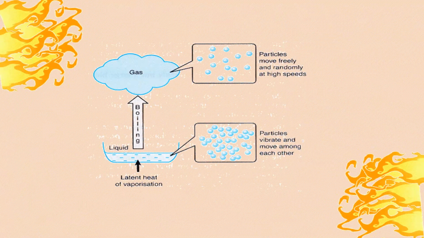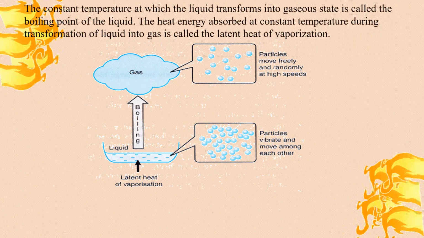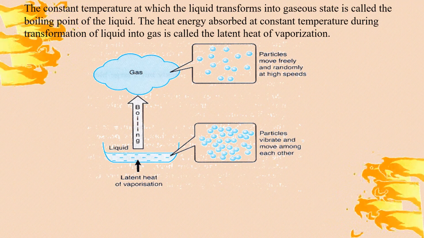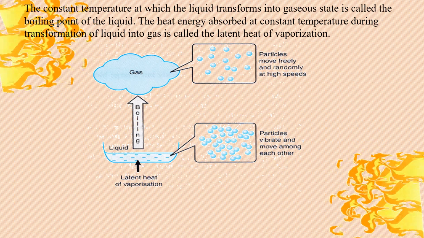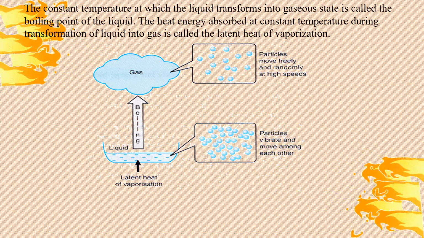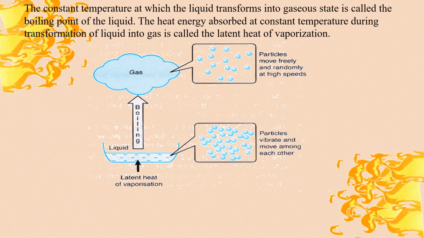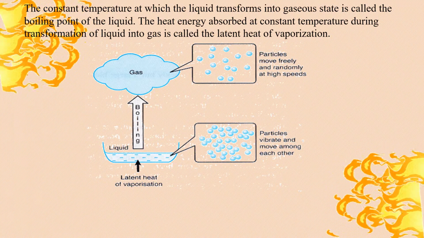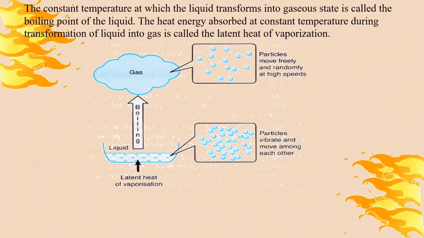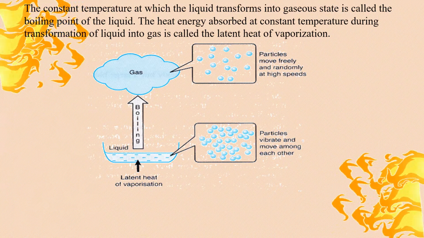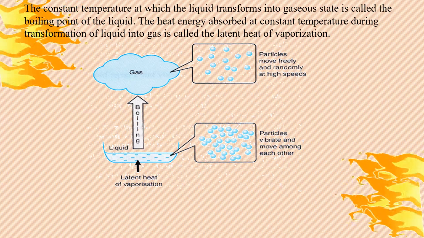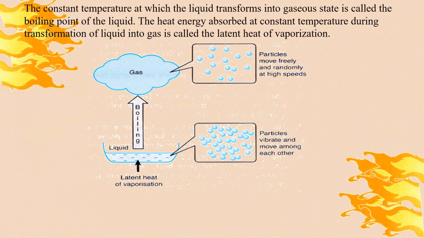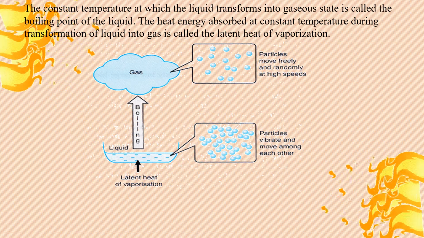Now here we have the next and a very interesting thing similar to the previous one. The constant temperature at which the liquid transforms into gaseous state is called the boiling point of the liquid. Okay, remember, जब हम लोग ने पहले क्या पढ़े थे, solid to liquid, right? Heat जब supply कर रहे थे हम लोग solid को and it was getting transformed to liquid. Now here there is another transformation, that is liquid transforming into gaseous state. This is called the boiling point of the liquid.